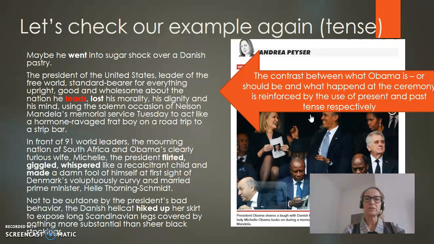These are some examples of grammatical cohesion, and stay tuned for the next video.